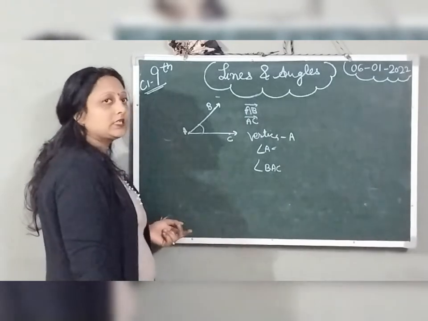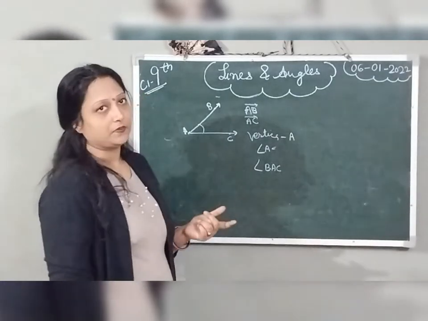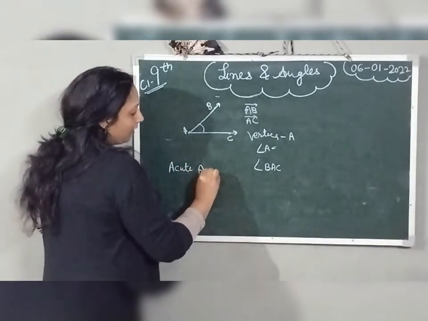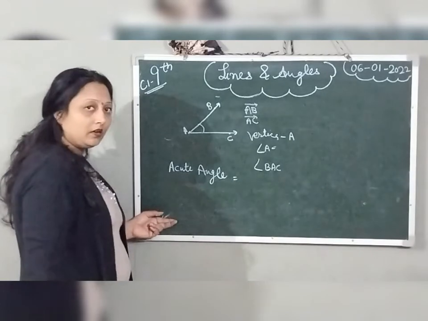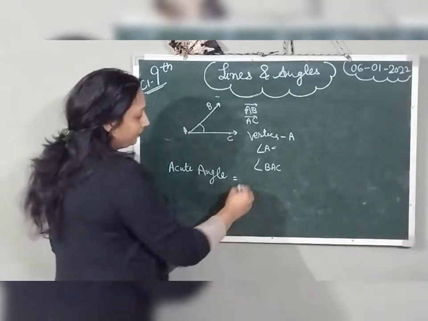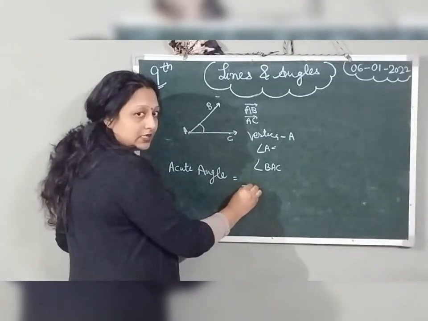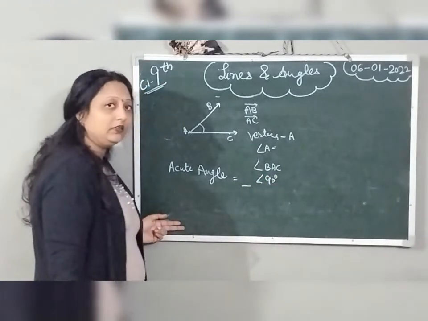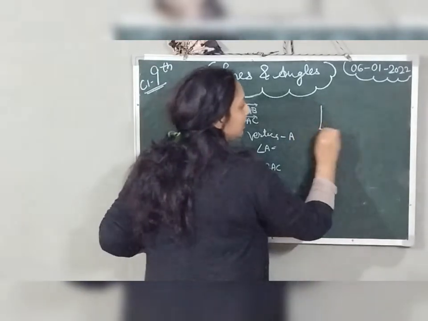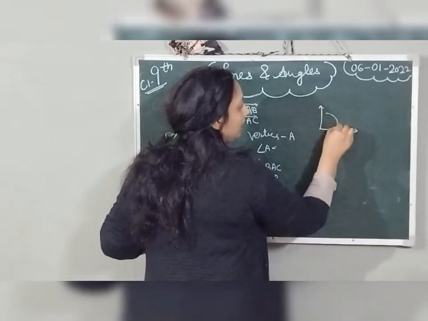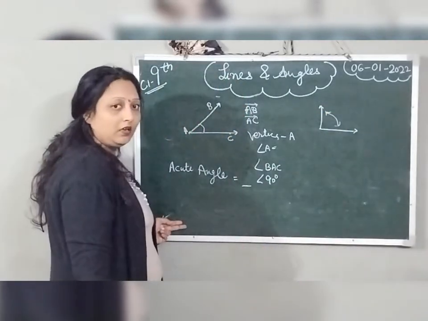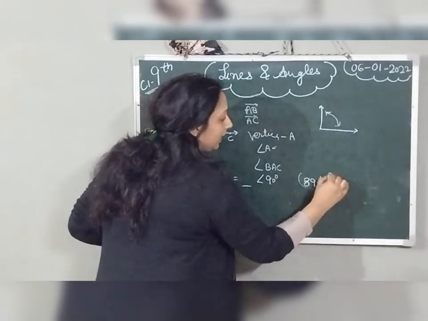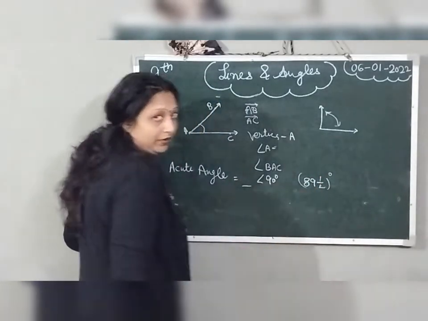Okay, angles can be of many types. First one is acute angle. When our angle is less than 90 degree, then it is called the acute angle. It lies here. Okay. If it is 89 and a half degree, then it is also an acute angle.